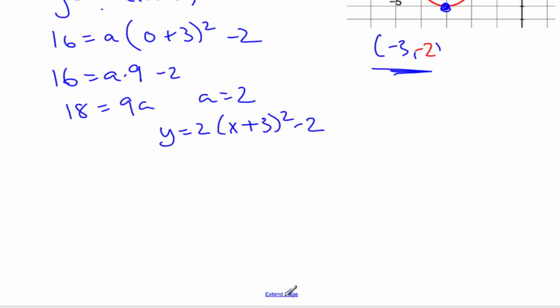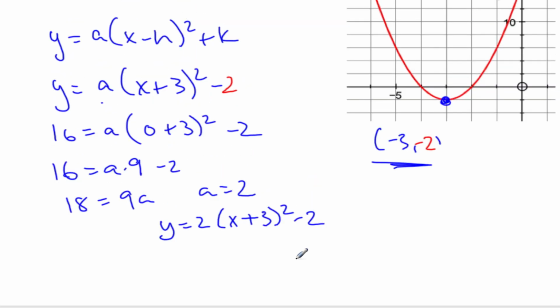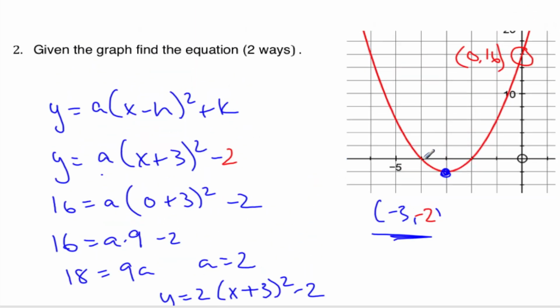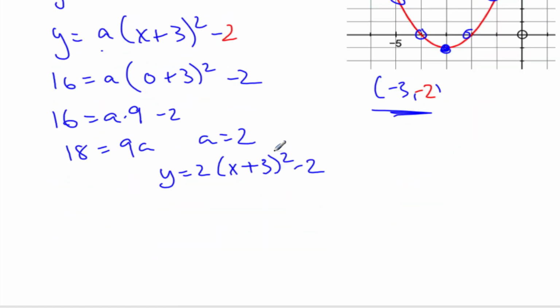Do you actually need the y-intercept for this, or could you use any point on the graph? I could have used any point. I could have used the x-intercepts here. I could have used this point that I know. Any point on the graph will find me the a value. You can't just put in the vertex again, because that wouldn't work. Any other point will tell you the stretch.